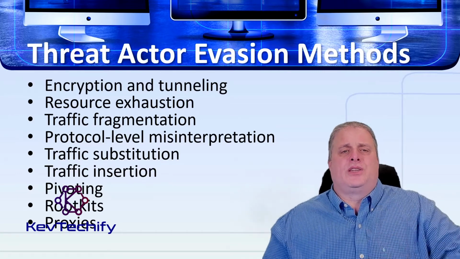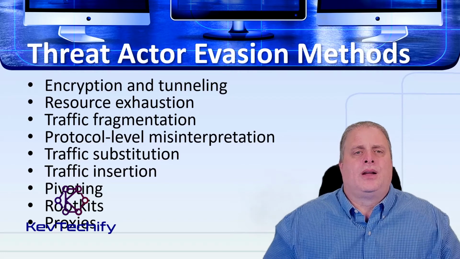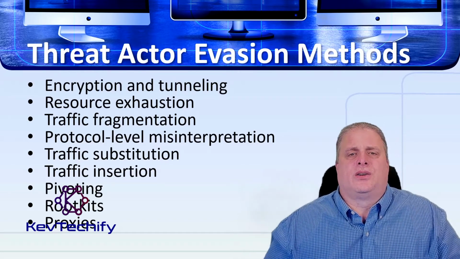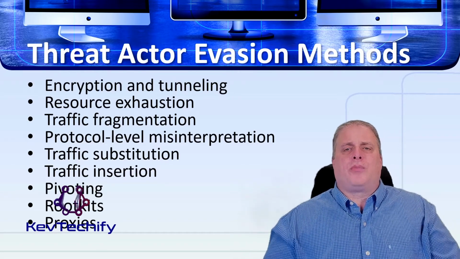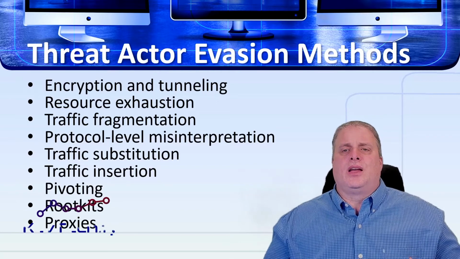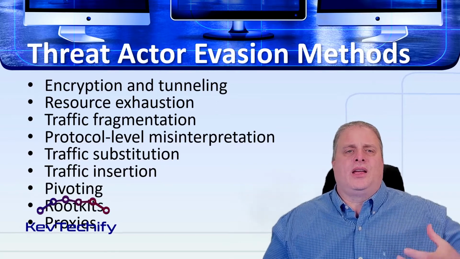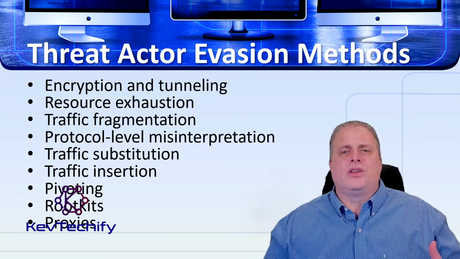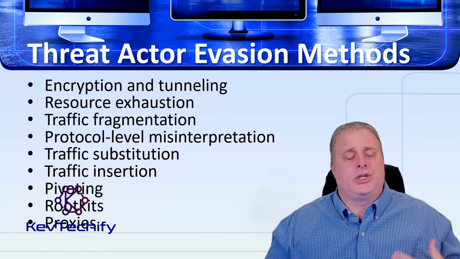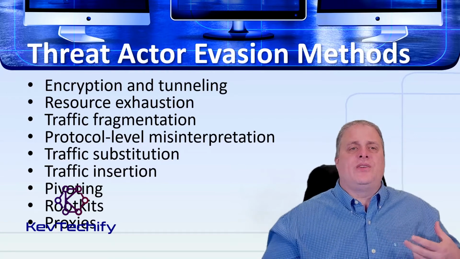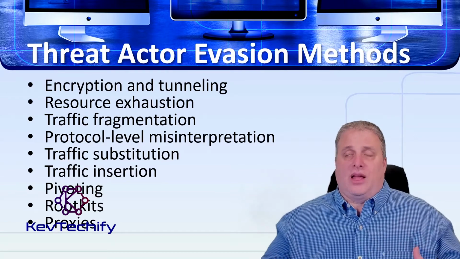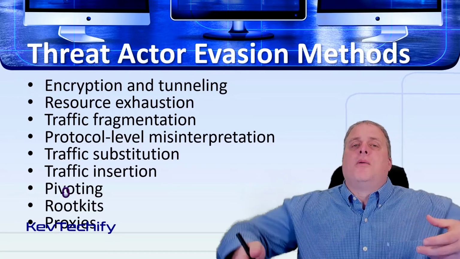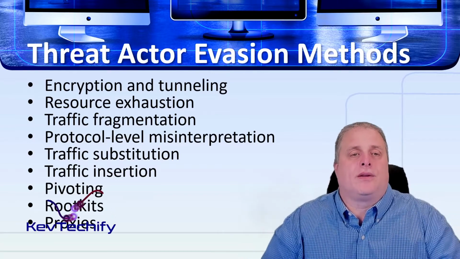Protection level misinterpretation. This evasion technique occurs when network defenses do not properly handle features like a packet data unit, like a checksum or a time to live value. This can trick a firewall into ignoring packets that it should check. Let's change some values here in the protocol level, and then maybe the firewall won't get it.